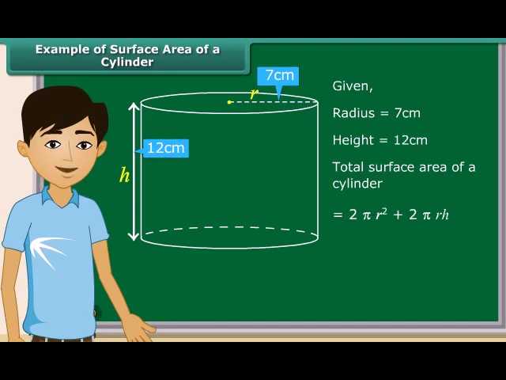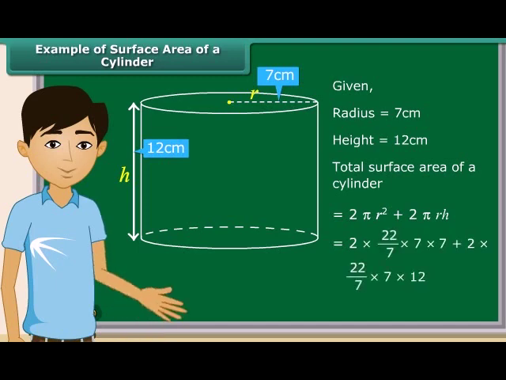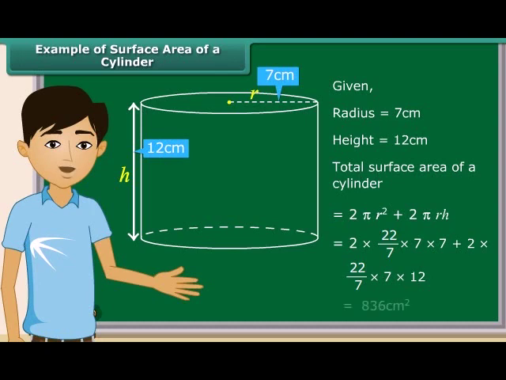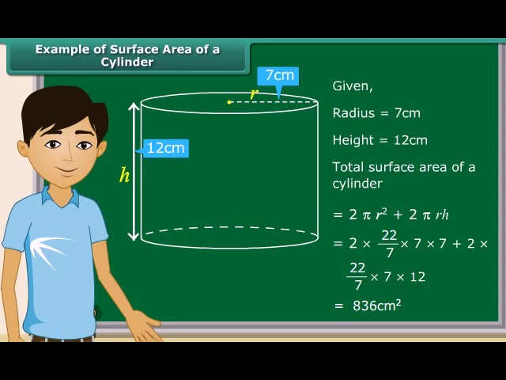Now substitute the values in this formula. So, 2 × 22/7 × 7 × 7 + 2 × 22/7 × 7 × 12. This gives the surface area of this cylinder, which is equal to 836 centimeters square.